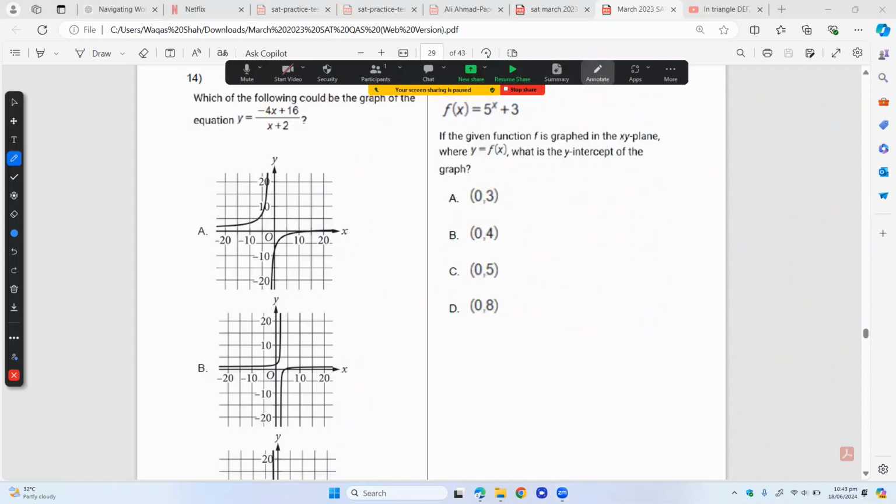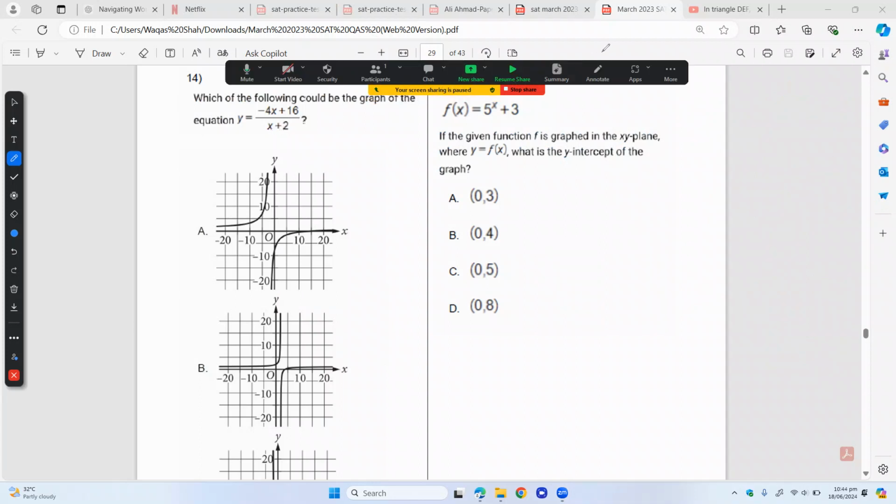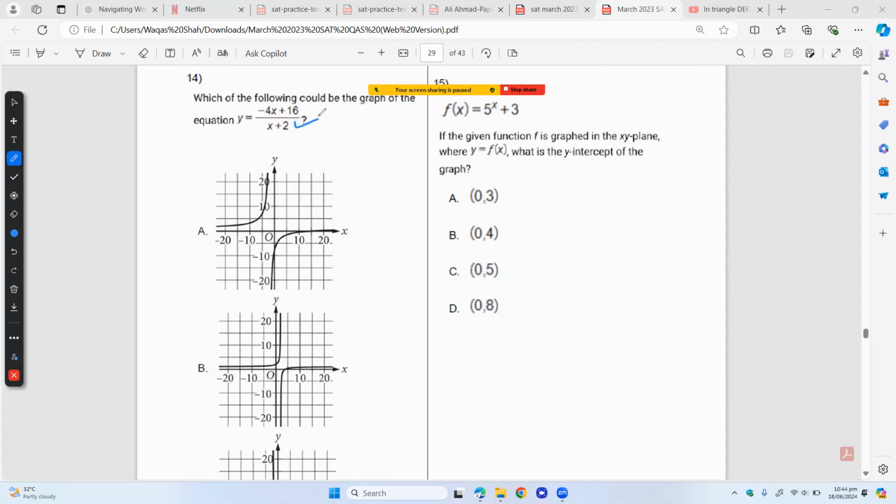Okay, in question number 14, it says: which of the following could be the graph of the equation y is equal to minus 4x plus 16 divided by x plus 2. So here you have to check the denominator, right? The denominator has to be non-zero. At the point where the denominator becomes 0, the function will be discontinuous. This is the point on the x-axis where the function will not be defined, right?